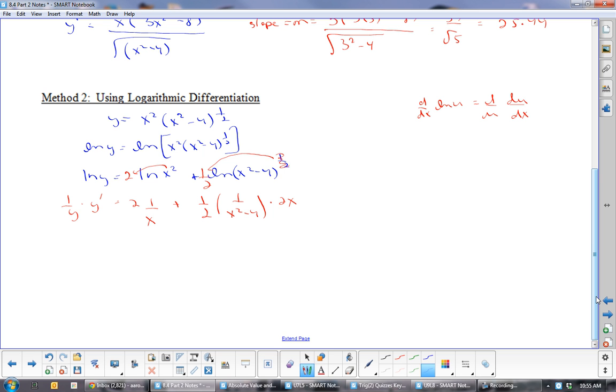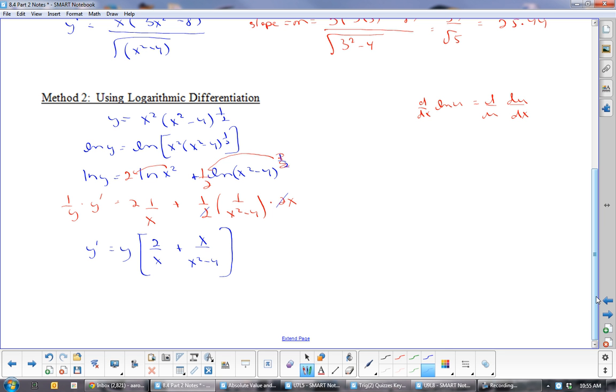Now, if I want to get y prime by itself, I'll put y prime equals, now see the 1 over y? I'll multiply this side, and that's just 2 over x plus, these two cancel, x over x squared minus 4. Now, they were nice to give us both x and y, and now I can plug x, y in.